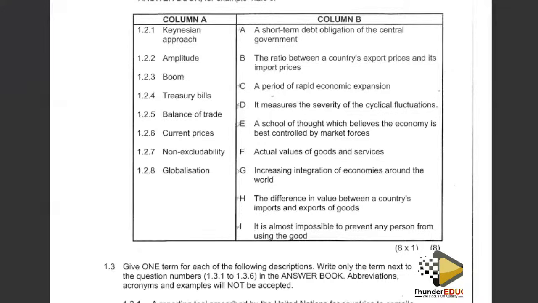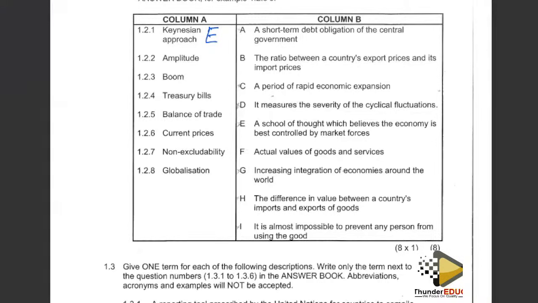So now, if we check the appropriate answer that is in line with Mr. Keynesian approach, it is E. That says a school of thought which believes the economy is best controlled by market forces. Which market forces? These market forces that we are referring to are the level of demand and supply. What is demand and what is supply? When we talk of demand, we talk of the willingness and ability to buy goods and services. Then when it comes to supply we refer to the ability and willingness of businesses to sell goods and services. So E here is our appropriate answer.